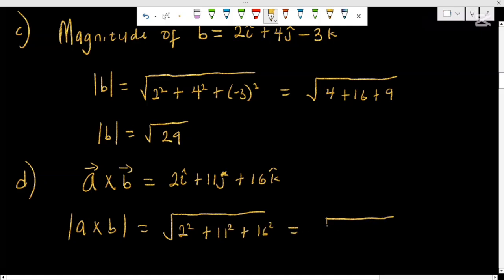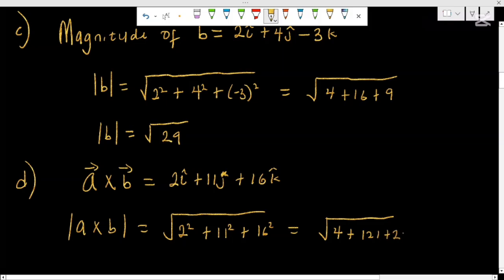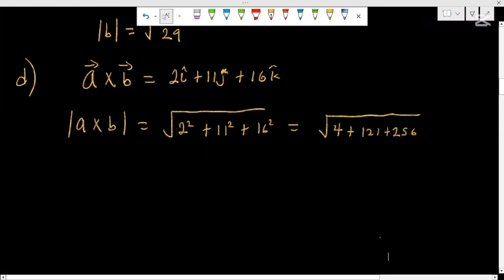And this will simply give me 4 plus 121 plus 16 squared, that should be 256. So my A cross B, the absolute value of A cross B, will be the summation of everything I have here. So that should be the square root of 121 plus 4, that is 125. 125 plus 256, that should be 381. So we have it to be the square root of 381. It's as simple as that.